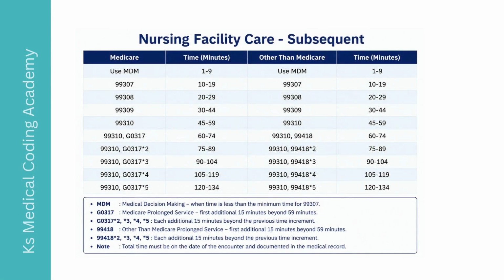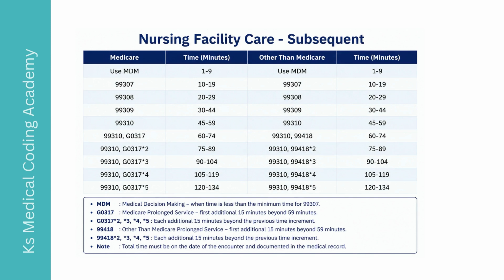In this slide, we review the time-based coding guidelines for subsequent nursing facility care. When the provider spends less than the minimum required time, code selection is based on medical decision-making, or MDM. For Medicare, CPT codes 99307 through 99310 are selected according to the total time spent on the date of the encounter. If the provider's time exceeds the highest level service, report HCPCS code G0317 for each additional 15-minute increment.